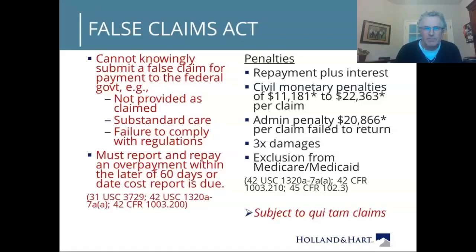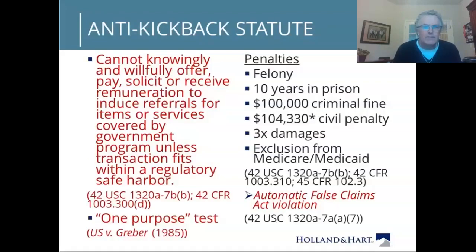So they become kind of like bounty hunters. It could be a competitor, it could be a disgruntled employee. They sue you, and then if there's a settlement or a recovery, those qui tam relators get a portion of that recovery. So that's the False Claims Act. That's the main statute that you have to deal with when it comes to fraud and abuse issues. But there are some others we need to consider.